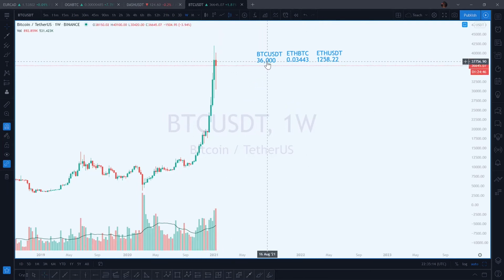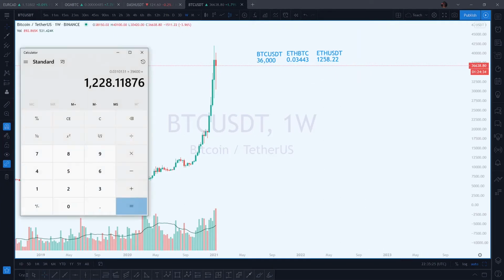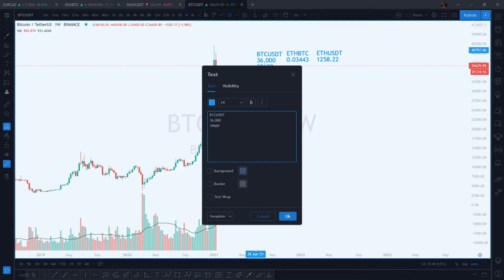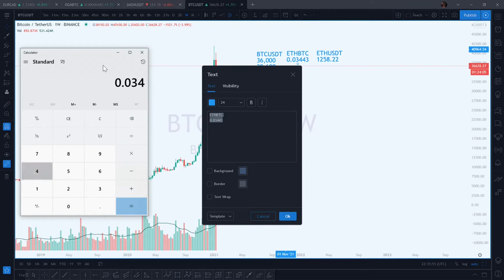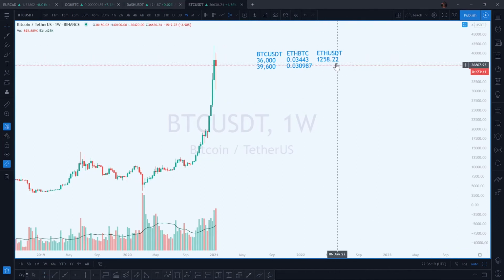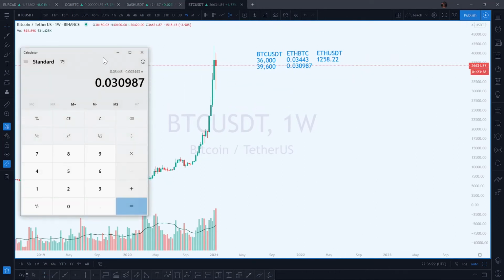So what happens if Bitcoin decides to gain 10% while ETH drops 10%? What will happen to ETH USDT? This will be the calculation for that. This one gains 10%. That will give us 39,600, right? And then if ETH BTC drops 10% as well, what will then be the price of ETH USDT? Then we have to multiply this by 39,600. That will give us 1227.09 approximately.